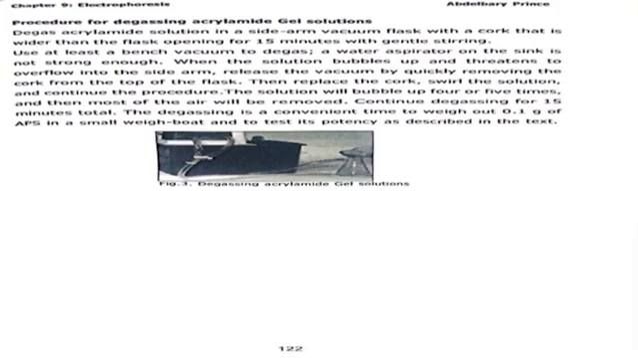Procedures of degassing acrylamide gel solutions. Degas acrylamide solution in a sidearm vacuum flask with a cork that is wider than the flask opening for 15 minutes with gentle stirring. Use at least a bench vacuum to degas. A water aspirator on the sink is not strong enough. When the solution bubbles up and threatens to overflow into the sidearm, release the vacuum by quickly removing the cork from the top of the flask. Then replace the cork, swirl the solution, and continue the procedure.